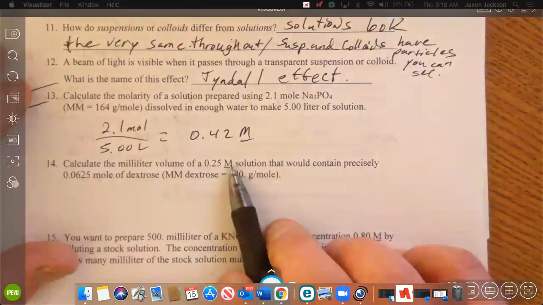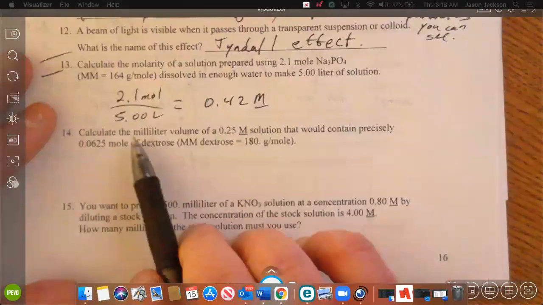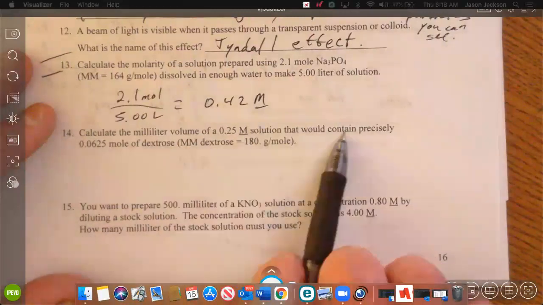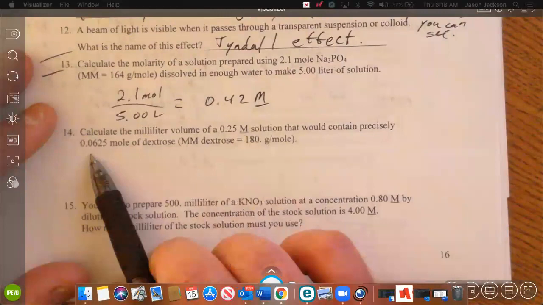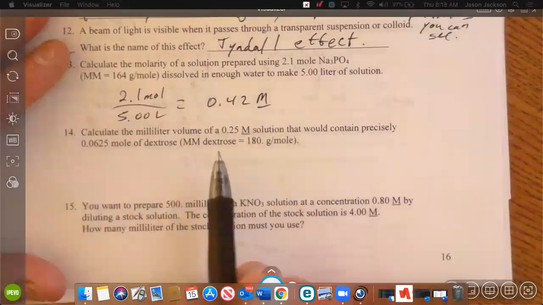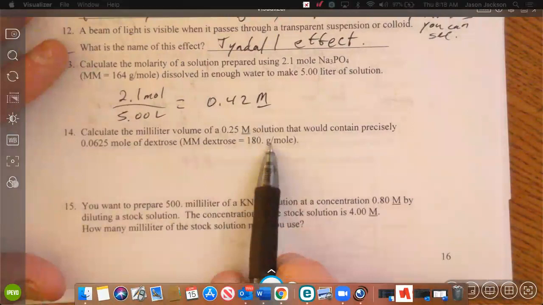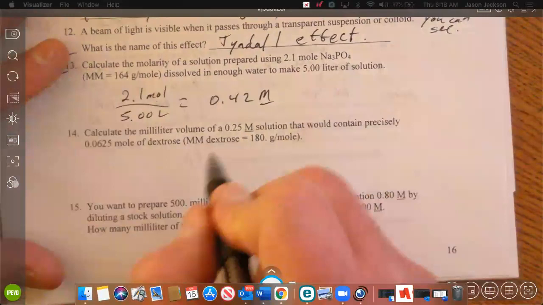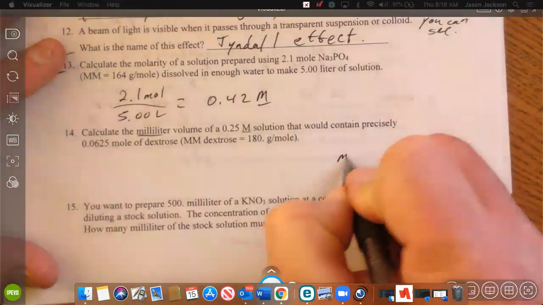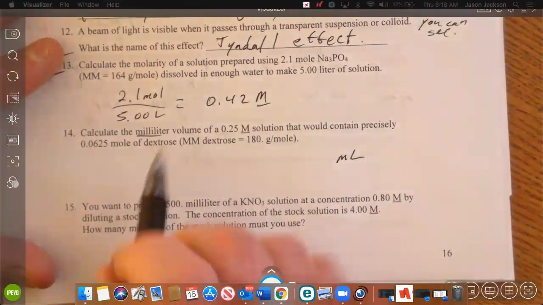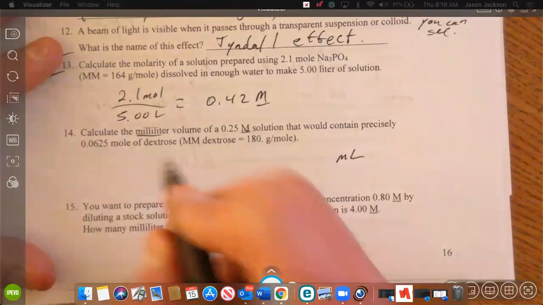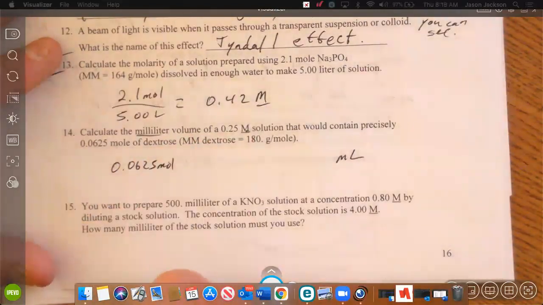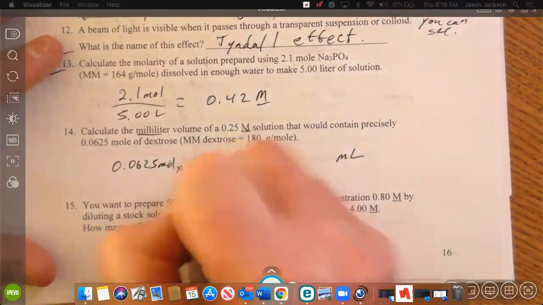Next one: calculate the milliliter volume of 0.25 moles per liter solution that would contain precisely 0.0625 moles of dextrose. Now, they've given you the molar mass of these. If they didn't, you would have to add these up from the periodic table. So we want milliliters. That's 1 unit. So this is moles per liter and this is mole. So we want to start with 1 unit.